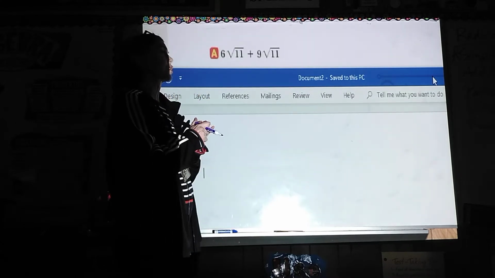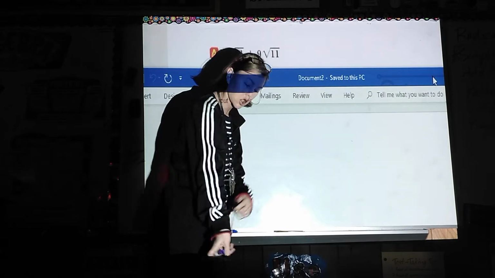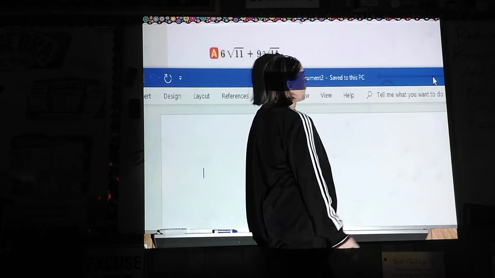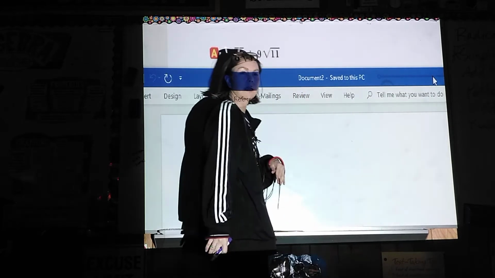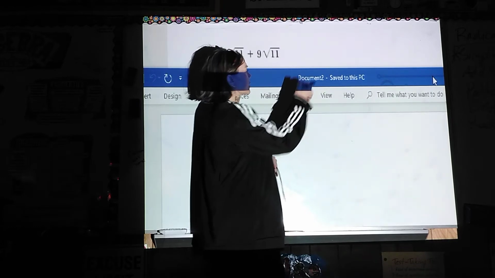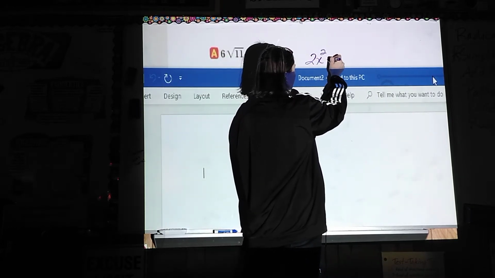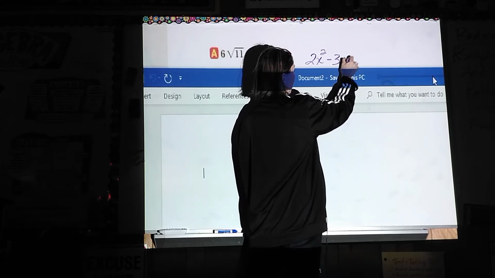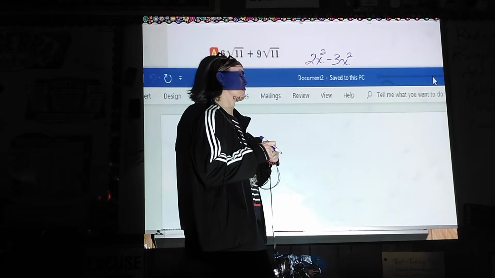I want you to write this down. Background knowledge as per usual, making the connections in the brain cells. Back to combining like terms in the first week of school. Let's write this in our notes just for fun: 2x squared minus 3x squared. Just write that down.